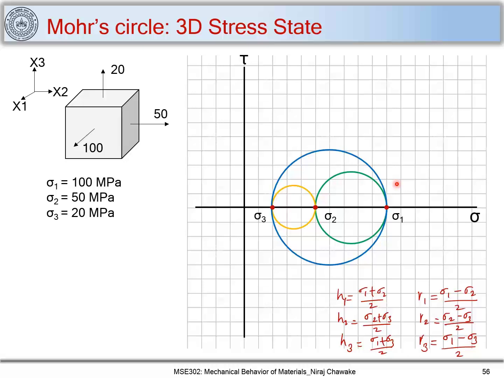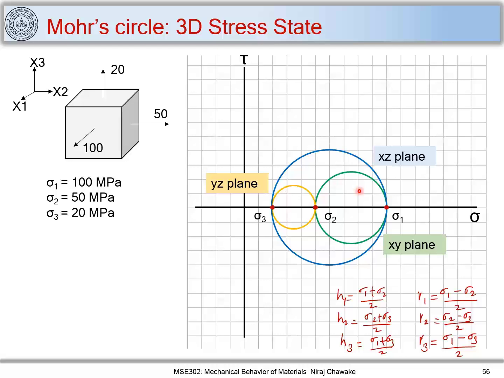Now, the circle which I have drawn between sigma 1 and sigma 2 represents my xy plane. So this is my xy plane bounded by sigma 1 and sigma 2. Similarly, this represents my yz plane, and the circumference of the blue circle represents my xz plane. Now, based on this Mohr circle, we know the principal stresses here. We want to find the location of the plane of maximum shear.